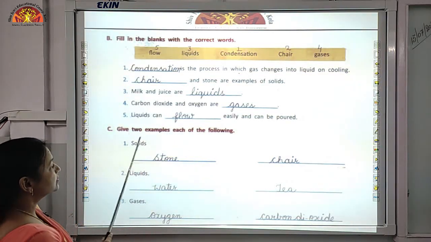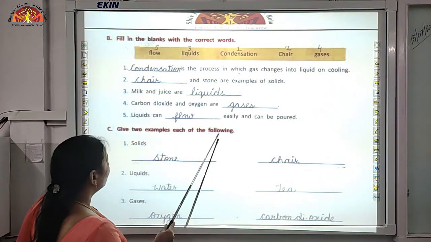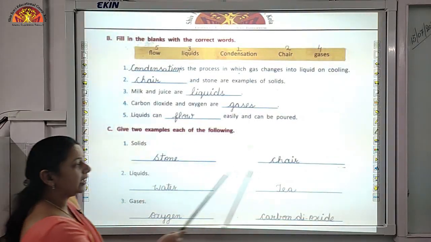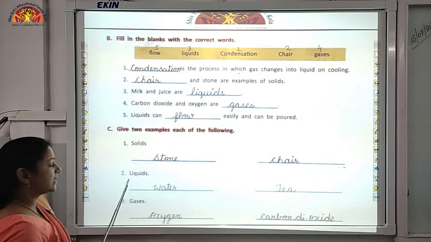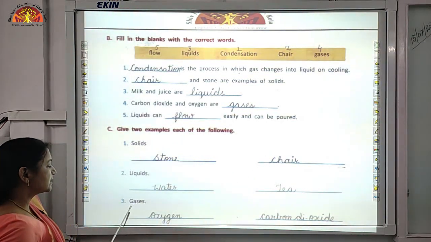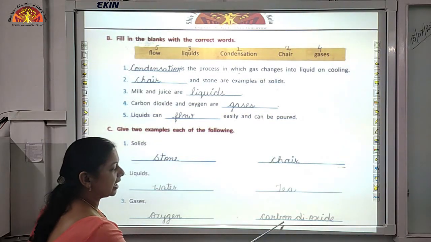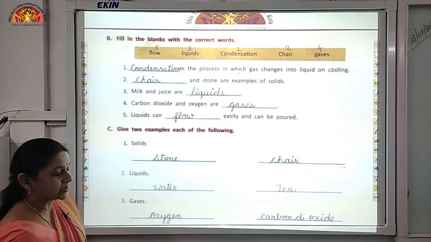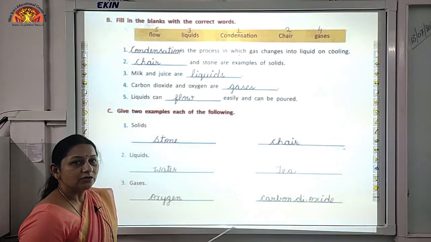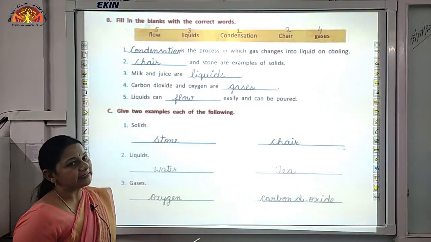Third one, give 2 examples each of the following. 2 examples of solids are stone and chair. 2 examples of liquids, water and tea, and 2 examples of gases are oxygen and carbon dioxide. So, this was all about the book work children. Do it in a very good and neat handwriting.